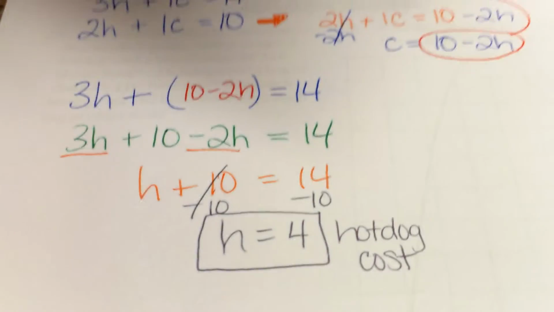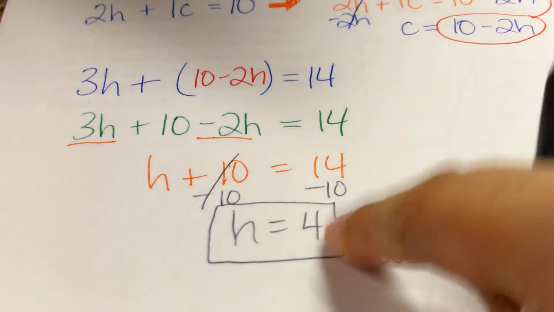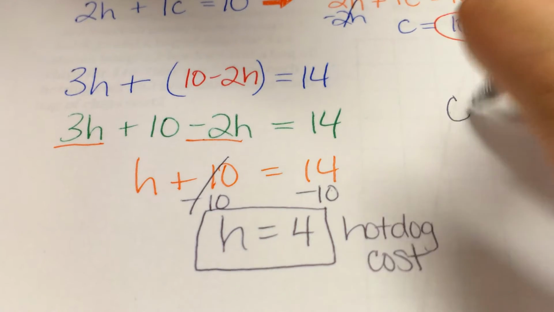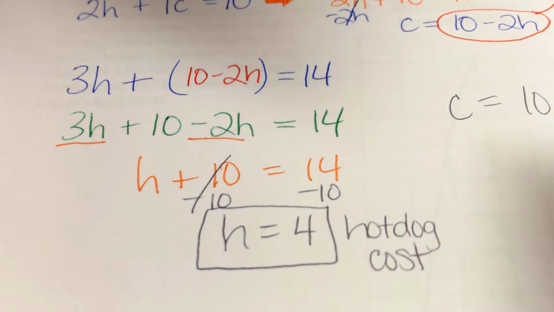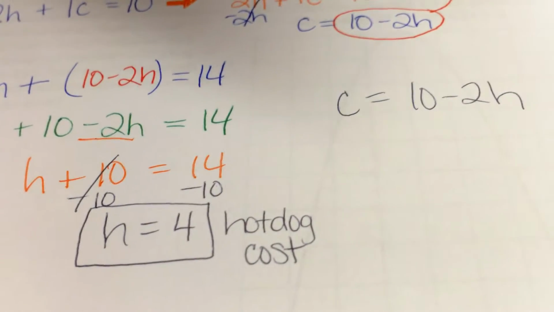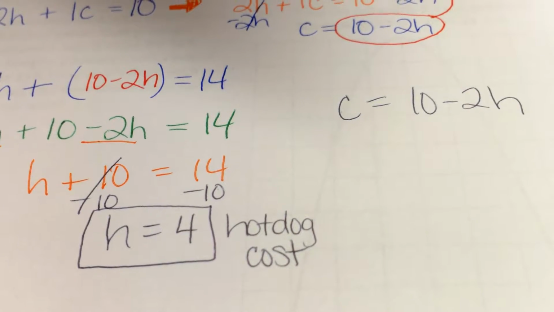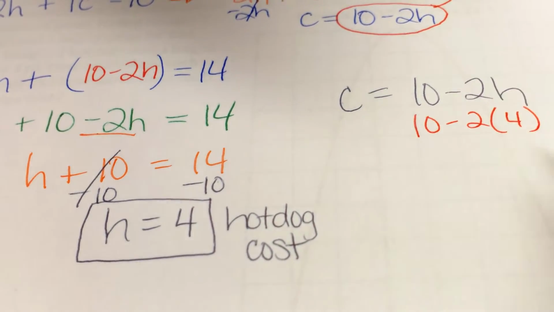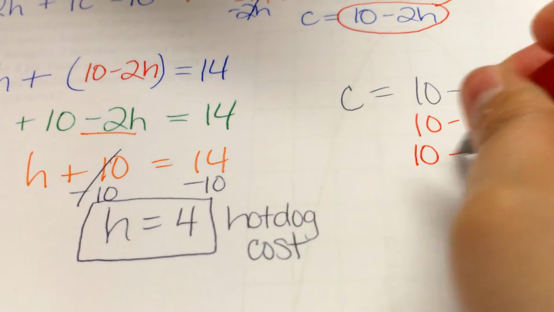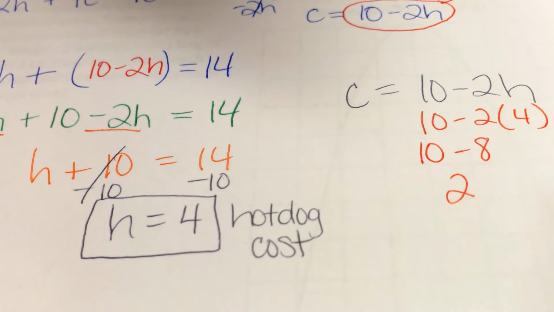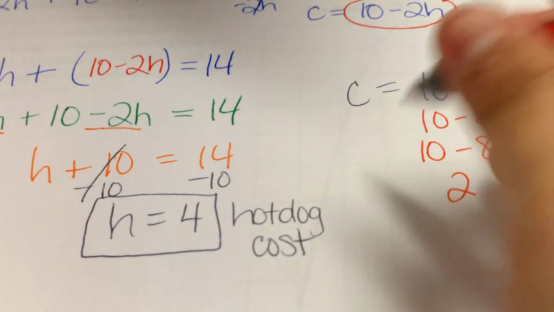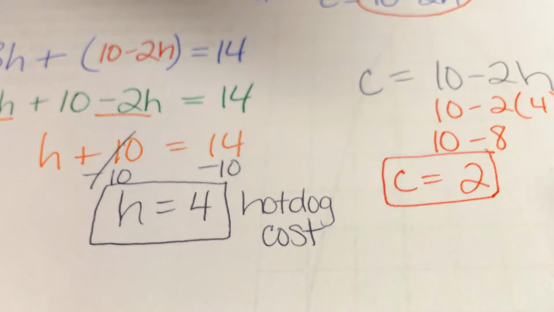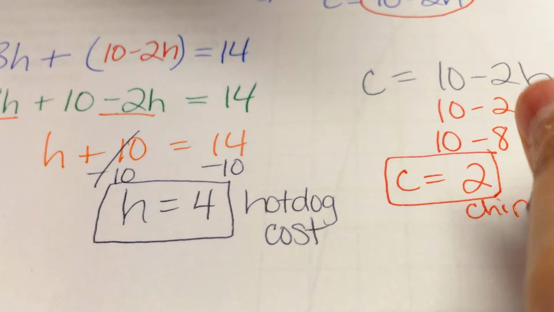So if I want to know how much each chip costs, all I have to do is plug in 4 for the H here. So I have C equals 10 minus 2H. And we're plugging in a 4 for the H, so I have 10 minus 2 times 4. 2 times 4 is 8, so 10 minus 8, which is 2. C equals 2. So what does that mean? The chips cost $2 each. The bag of chips.